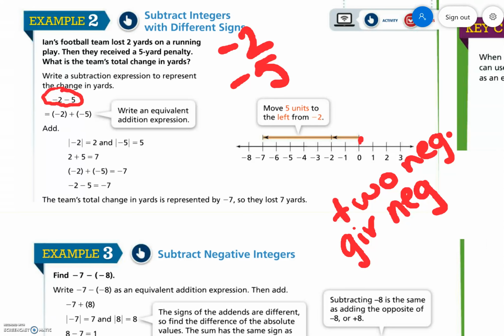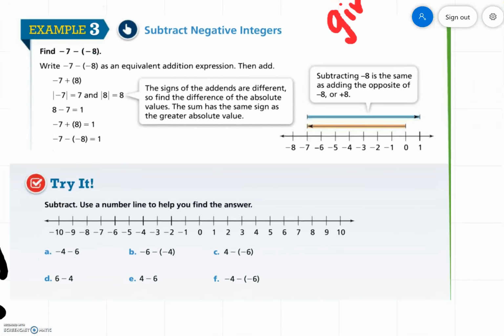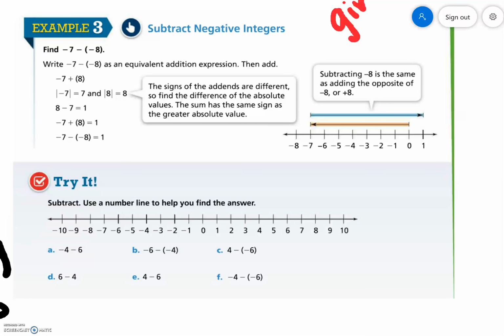So here we start at 0, we go back 2, and we go back 5 more. Remember, subtraction is the same thing as adding a negative. So the team's total change in yards is represented by negative 7, so they lost 7 yards. Now, here's the most important part. Find negative 7 minus negative 8.